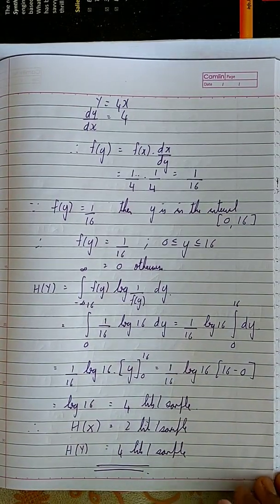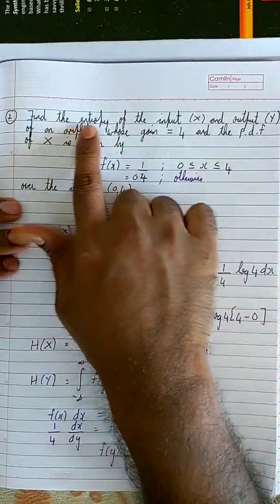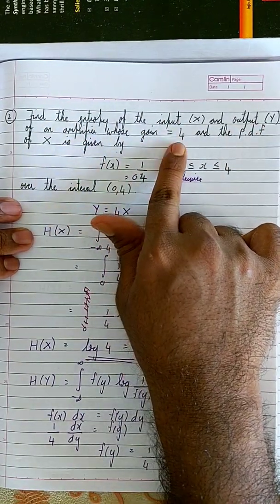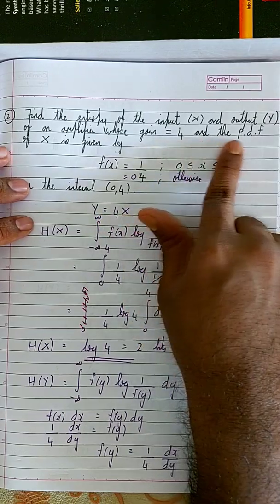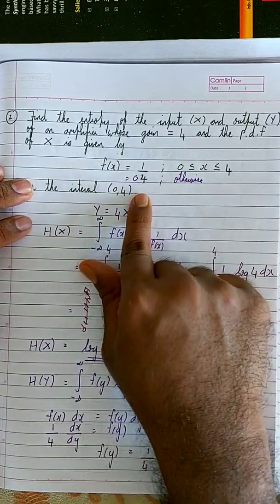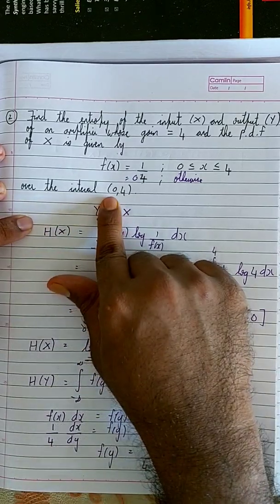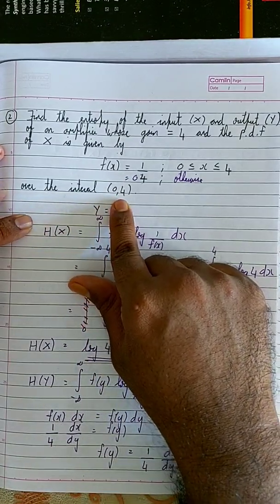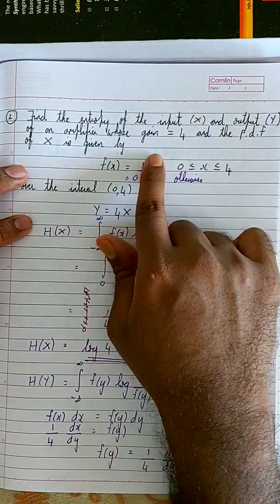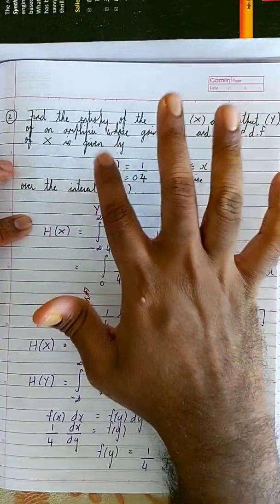Now I want all of you to do the same question as homework. The question is: find the entropy of the input x and output y of an amplifier whose gain is equal to 4, and the probability density function is given by f of x equal to 1 by 2 over the interval 0 to 2. I want you all to do this as homework. That is the same question, but here f of x is equal to 1 by 2 over the interval 0 to 2. Okay, that's the homework.